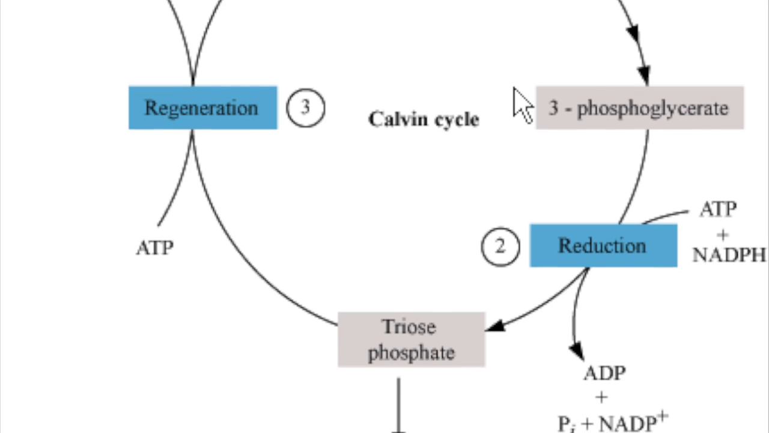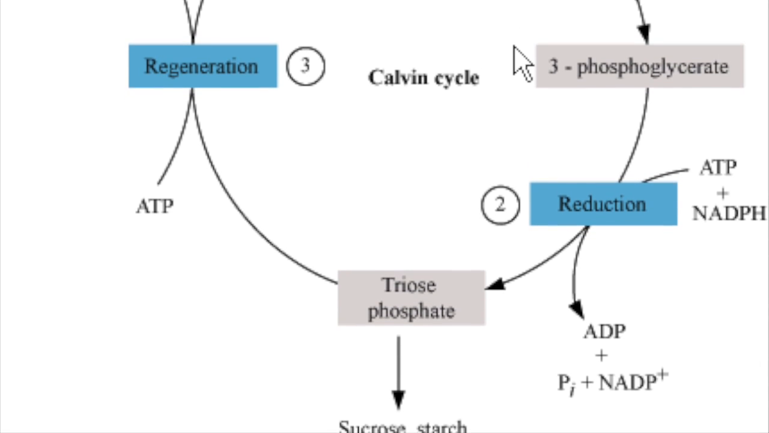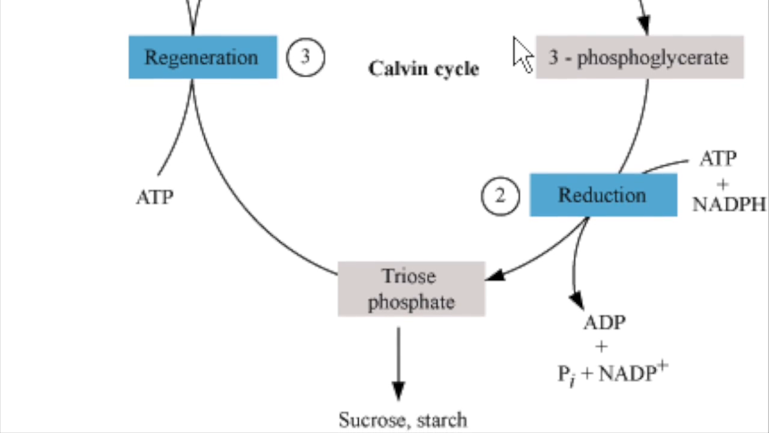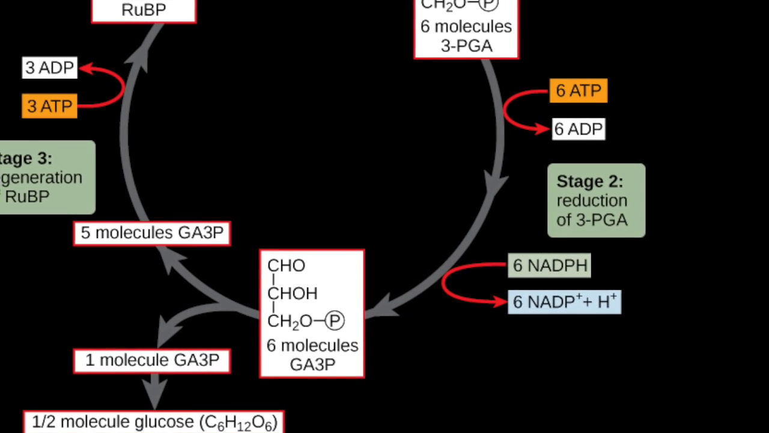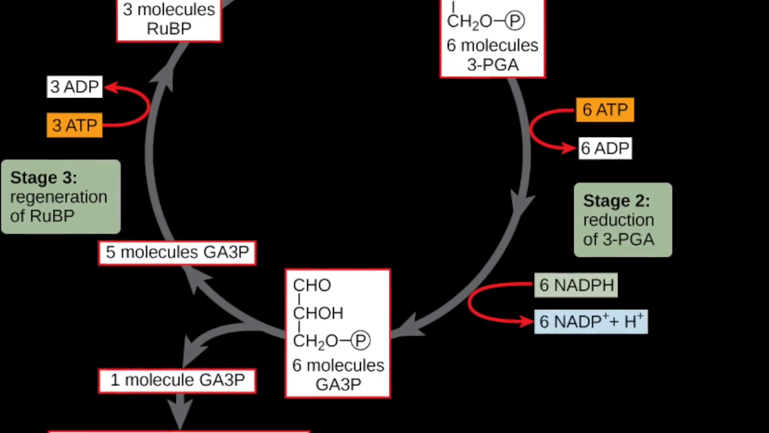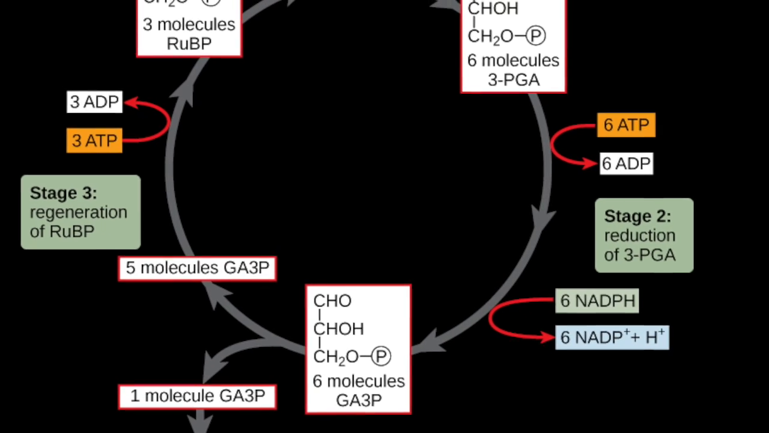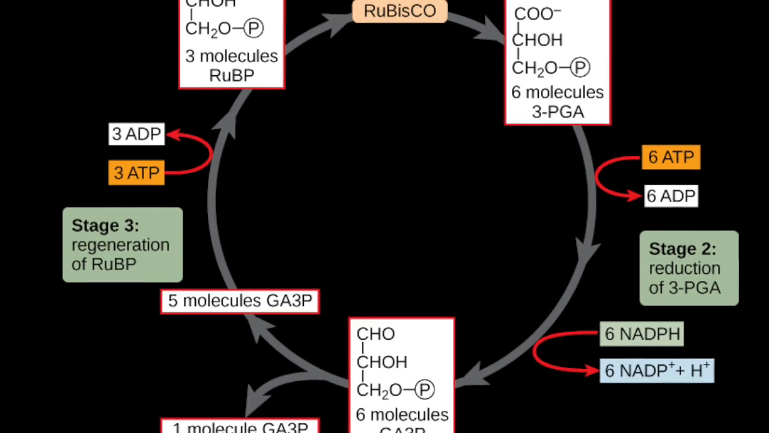During reduction, NADPH is used as a reducing agent to reduce 3-PGA. This takes place in 2 steps. In the first step, ATP is used to phosphorylate 3-PGA, and then NADPH transfers 2 electrons to the phosphorylated compound. This results in the formation of a triose phosphate, which is exported from the chloroplast.